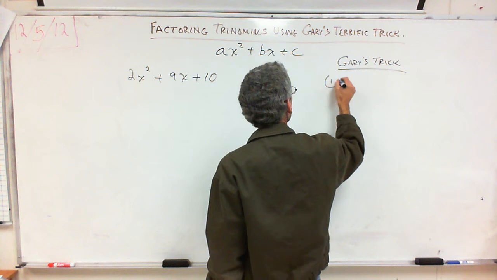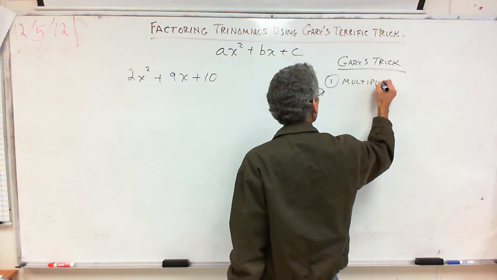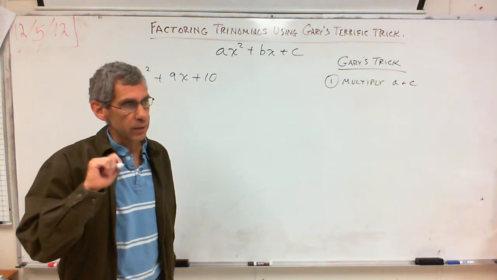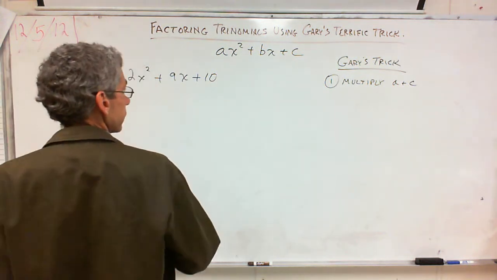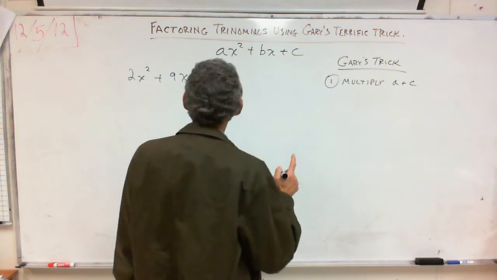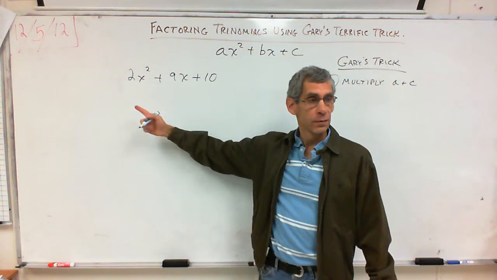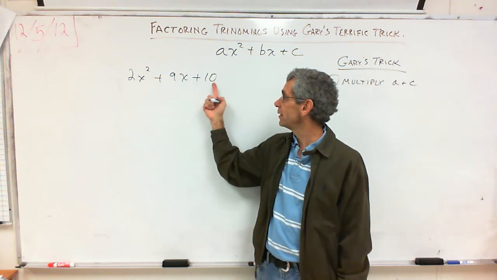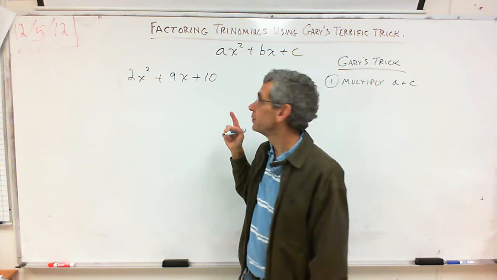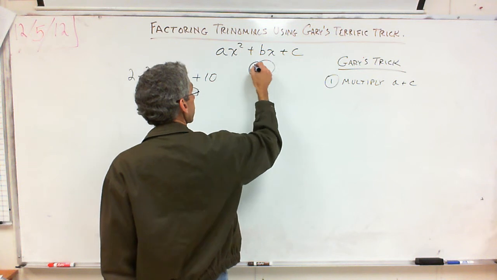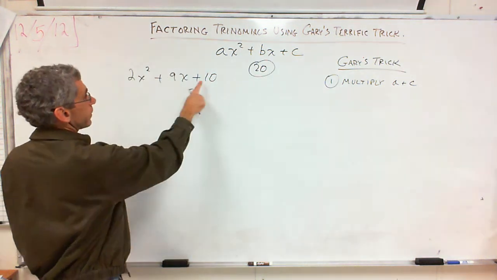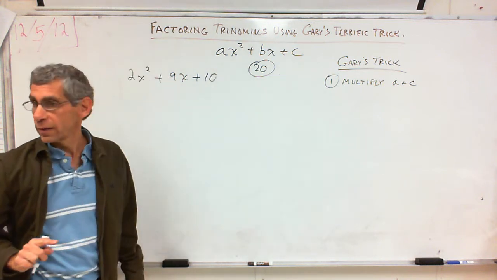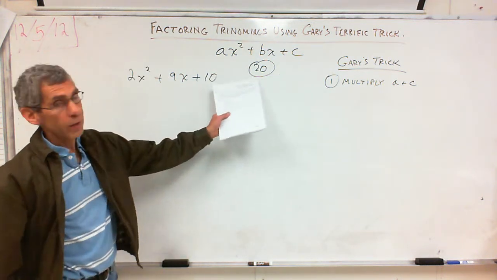Number 1, multiply A and C. You should want to write this down in your notes. It is useful. So what is A times C? Remember, this is A, this is B, and this is C. 2 times 10 is 20. So I write 20 up here and I put a circle around it. A times C, right? Okay, so I get a 20.